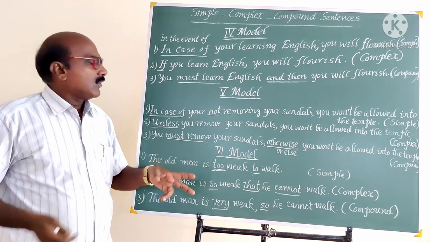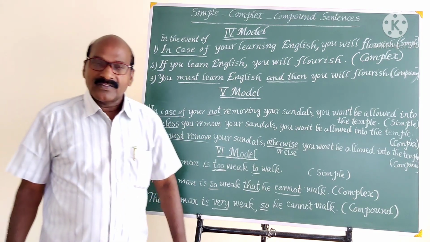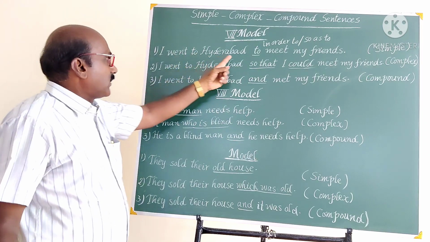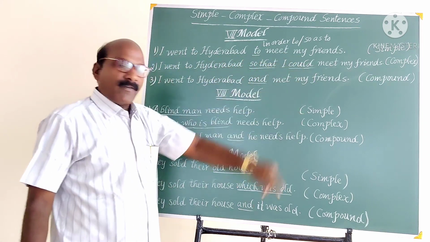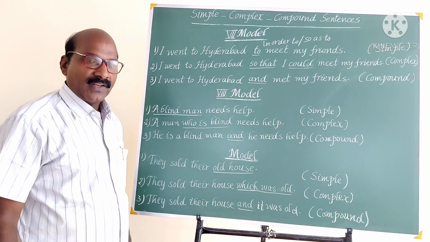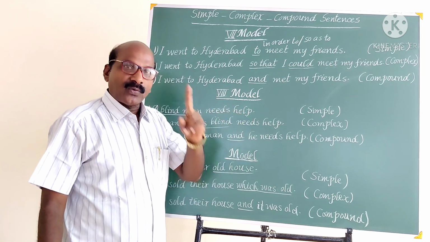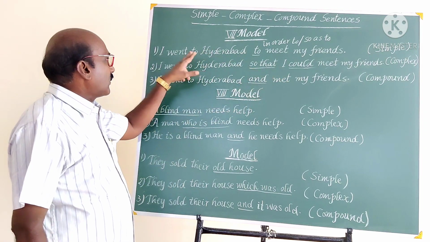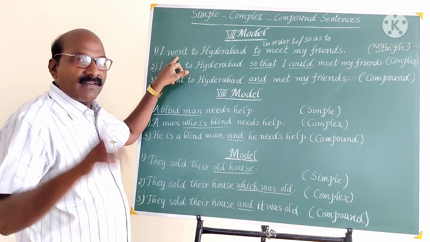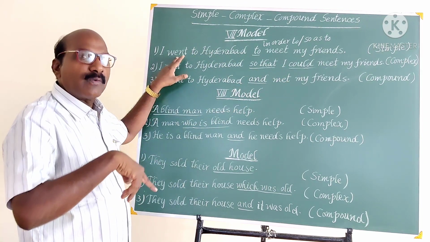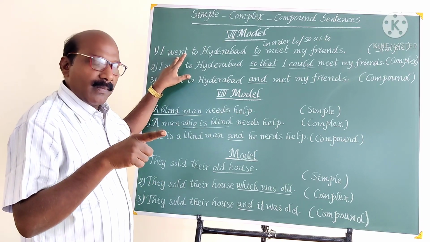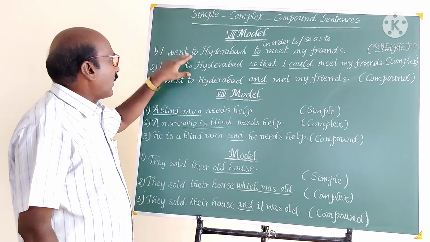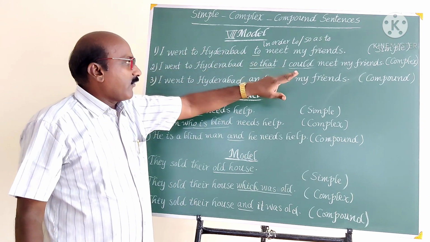And let's know some more models. Look at the seventh model. I went to Hyderabad to meet my friends. That is the simple sentence. It is simple because it has only one main clause. It has only one main clause because there is only one finite verb, that is went. I went. This is the only verb. One verb means only one clause, that is main clause, simple. I went to Hyderabad to meet my friends.